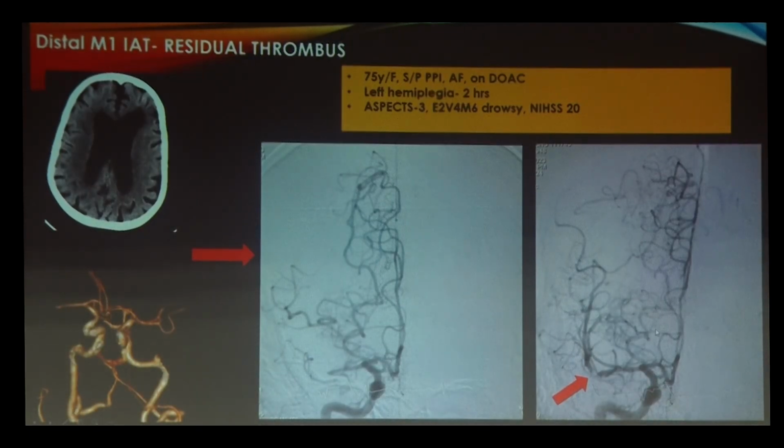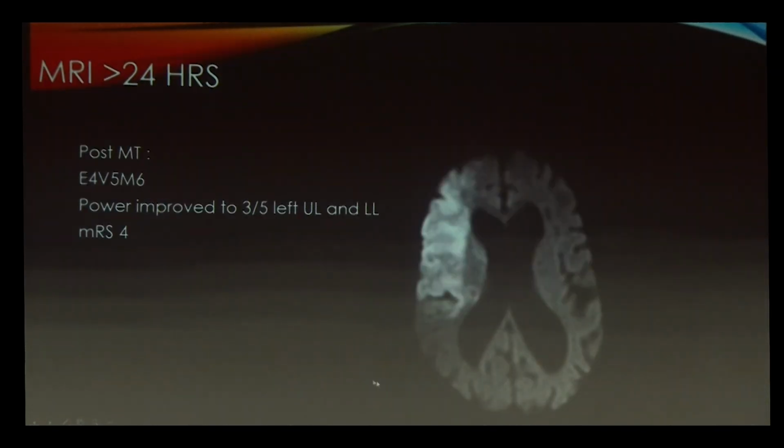So this is another case where intra-arterial alteplase was given. She is on a pacemaker with AFib and on DOAC. So for her, instead of trying intravenous alteplase, we gave intra-arterial alteplase because the risk of systemic bleed is high. And we can see recanalization post IA alteplase in the right MCA. And beyond 24 hours, her mRS has improved from 5 to 4 and power improved to 3/5 in the left upper limb and lower limb.